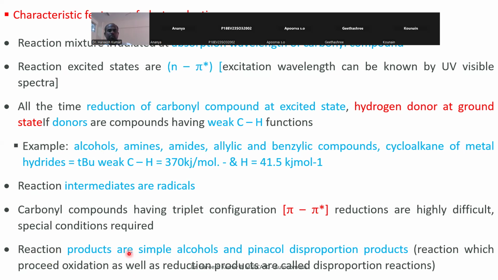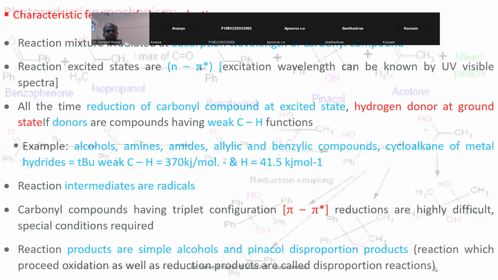Then the reaction products. What are the products of the photoreduction? Alcohols are the products, pinacols are the products, and the disproportionate products. What are the disproportionate products? Mixed pinacols, mixed and self-condensed ones, are the disproportionate products. Reactions which proceed with both oxidation as well as reduction products are called disproportionation reactions. With this, I will go to the next slide.